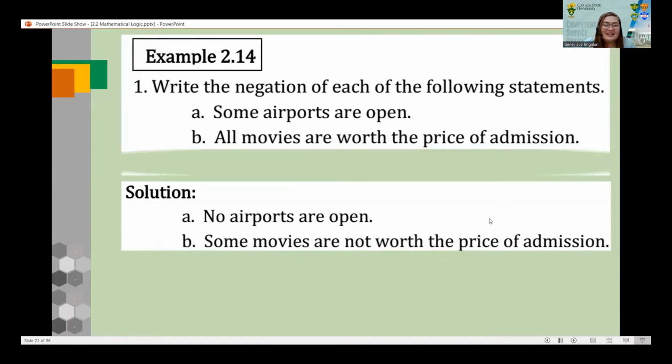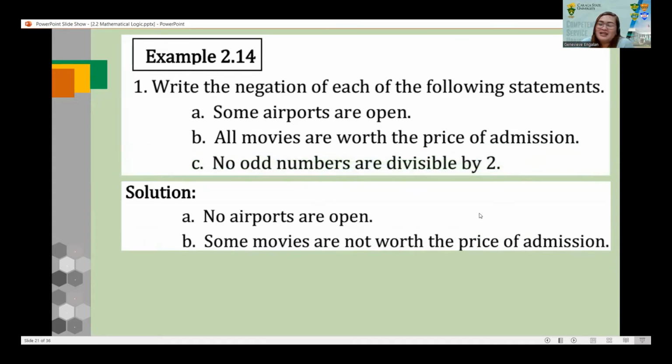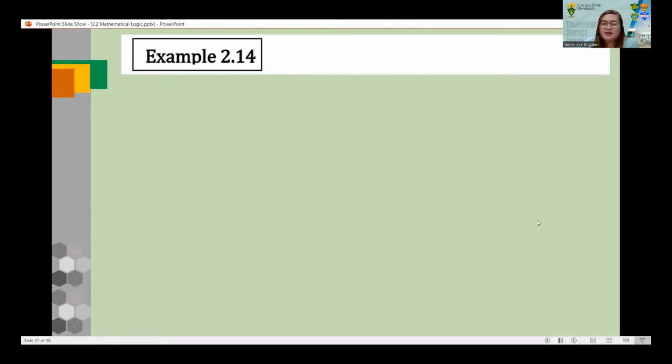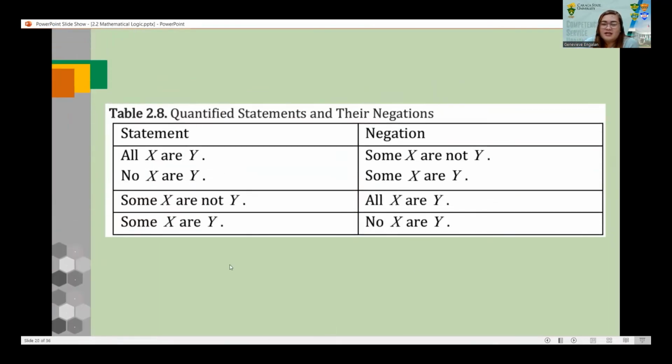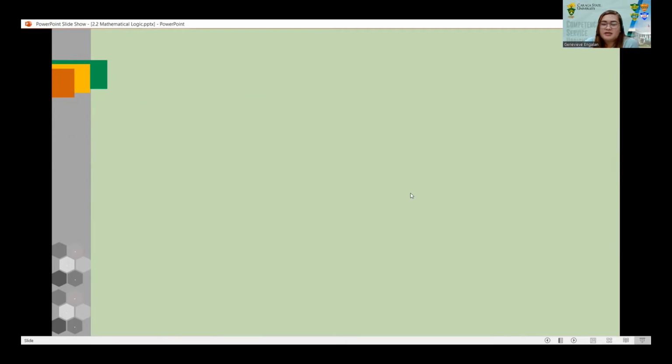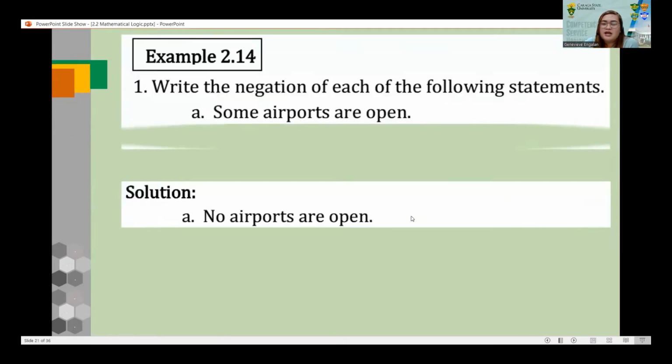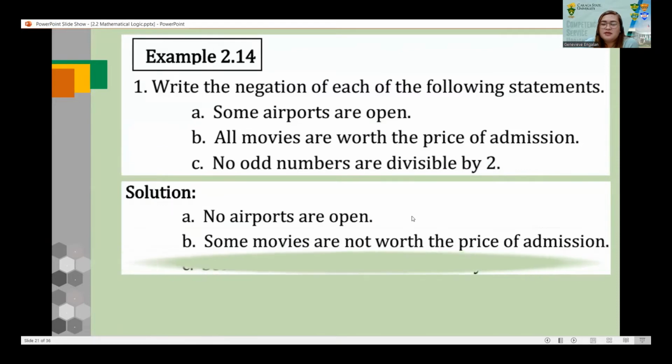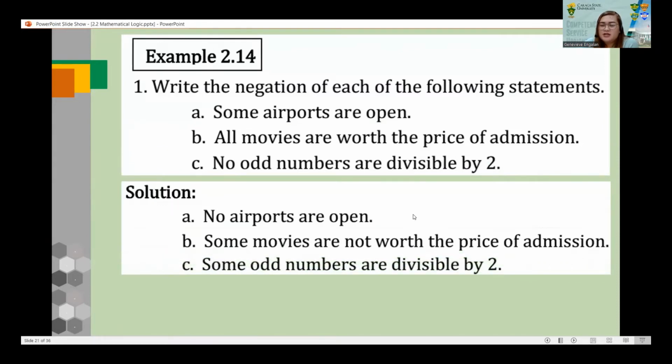Okay, last, you have no odd numbers are divisible by 2. So no x are y becomes some x are y. Some odd numbers are divisible by 2.